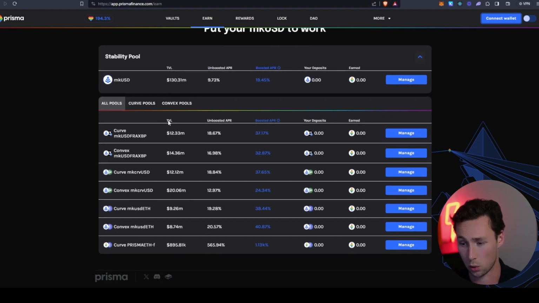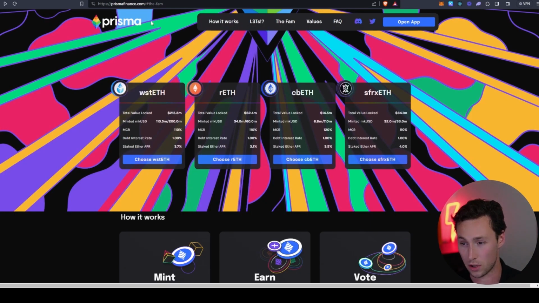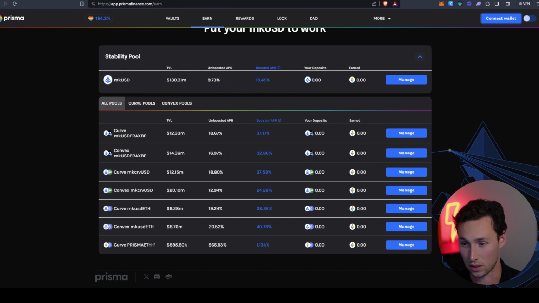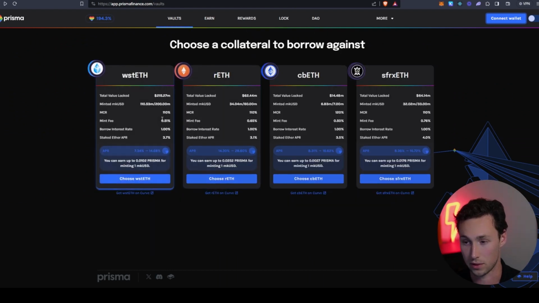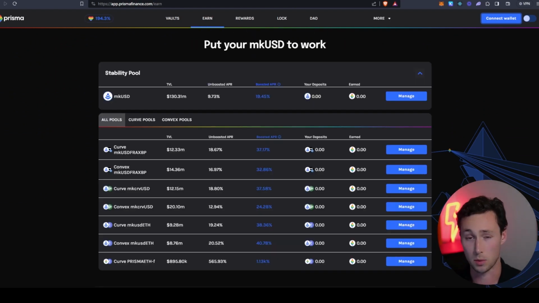But where the opportunities really come in is if you look at some of these other pools that incorporate the Prisma token MKUSD, then you can see here that the unboosted yield on a lot of these is 18%, 17%, 20% on this one that involves MKUSD and ETH, and then it can be boosted up to 30 to 40%. And so that's just really, really high yield, especially when you would also be earning yield on the collateral you would use to mint the MKUSD. So multiple sources of yield here.